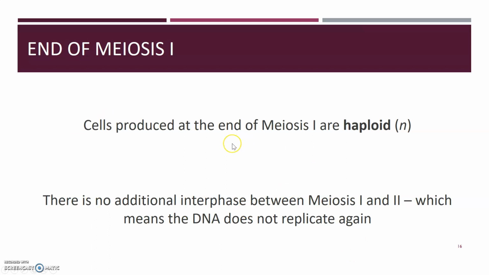Okay, and so at the end of meiosis I, the cells are officially haploid. They officially have half of the number of chromosomes that they started with, because you took one of the duplicated chromosomes from the homologous pair and put it into one cell, and one of the homologous pair and put it into the other. And since there's no additional interphase between meiosis I and meiosis II, the DNA doesn't replicate again before the next set of divisions occur. Right? And so you have haploid cells at the end of meiosis I. They have one copy of the DNA, either mostly from mom or mostly from dad, and now they are haploid.